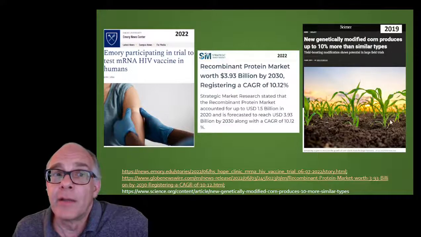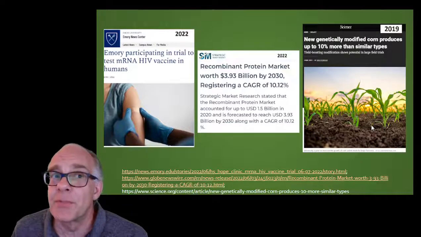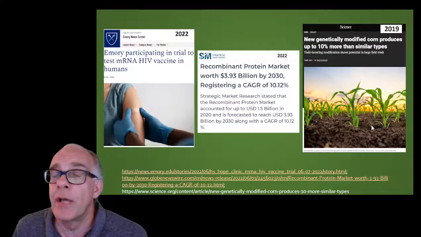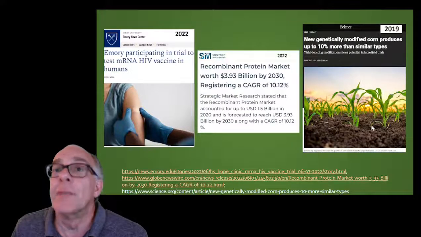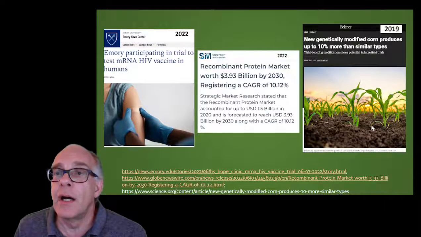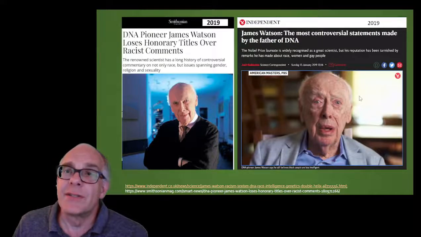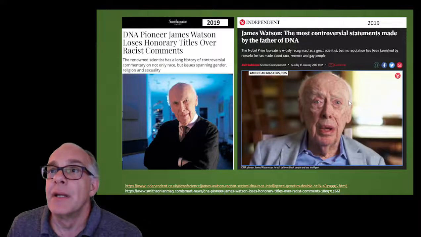And then finally, a little bit older article over here, but we're looking at modifying different types of food crops to make them more productive, to make them more nutritious, to have more vitamins in them. Again, based on this view and understanding of the DNA molecule made possible by the work of Watson and Crick.